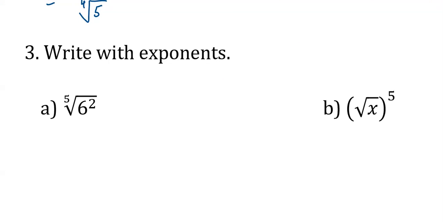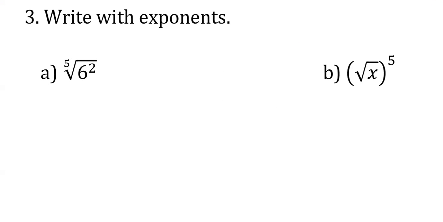Okay, and then the other kind of question we did similar to this is if it gives it to you in radical form and you have to write it in exponential form. Go ahead and try. You should be able to do that. This is 6 squared, so that means the 2 goes on top, right? And we know where that 5 goes, hopefully, since we just talked about it. So it should look like that. 6 to the 2 over 5.